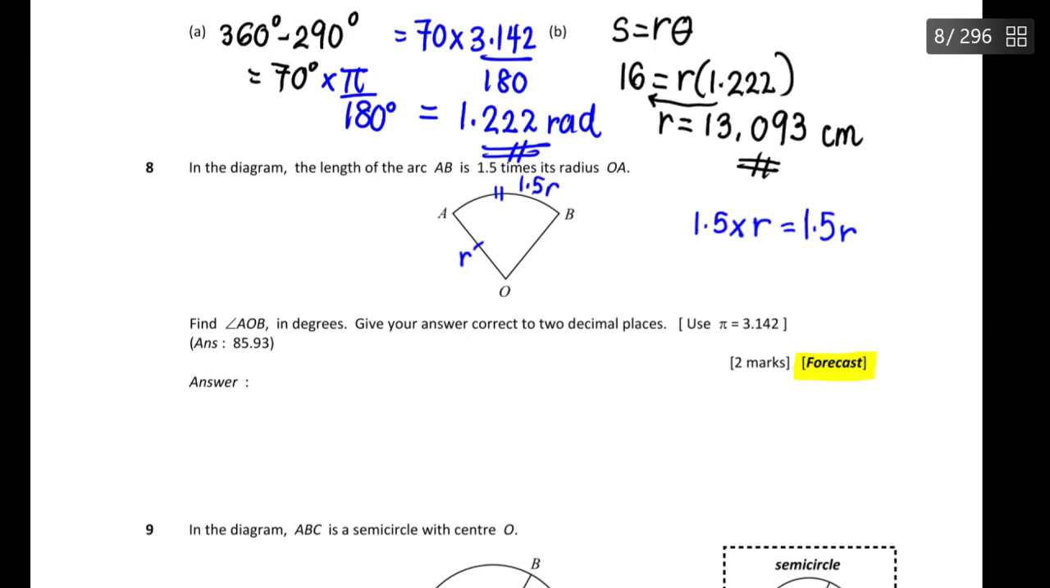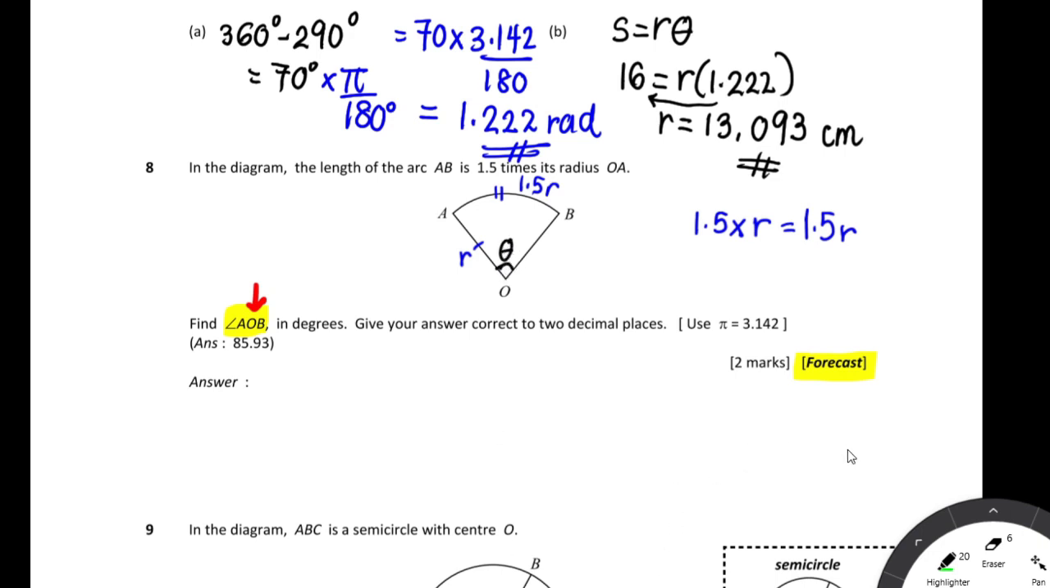Then find angle AOB. So which angle are we finding? Are we finding angle A? Are we finding angle O? Are we finding angle B? You must always look at the middle one. What is the middle letter? So we are finding angle O here. This is the theta we are finding. Give your answer correct to 2 decimal places.